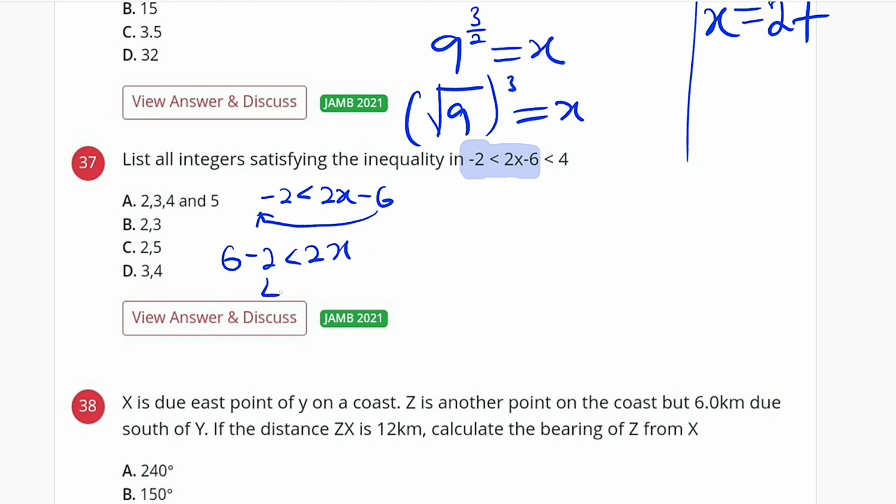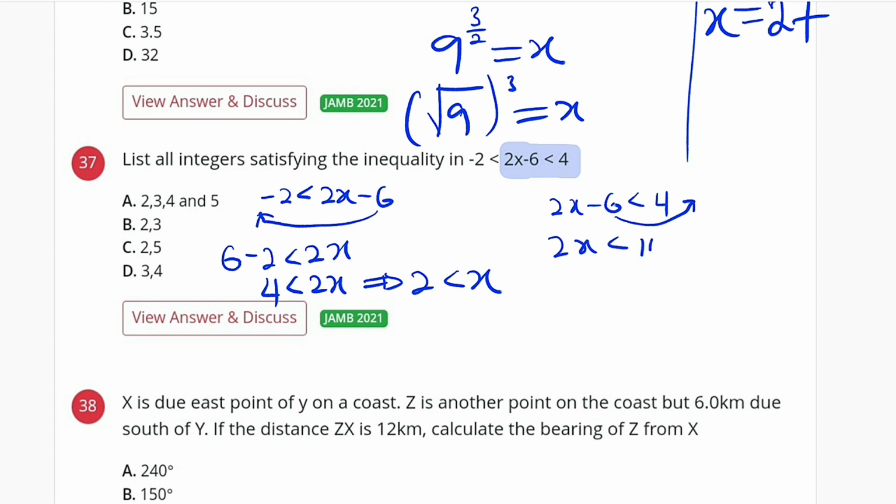6 minus 2 is 4, so we have 4 less than 2x. We divide both sides by 2. 4 divided by 2 is 2. So we have 2 less than x. Then we consider the second inequality, 2x minus 6 less than 4. We can take this 6 to the right hand side, 2x less than 10, because 6 plus 4 is 10. Divide both sides by 2, we have x less than 5.